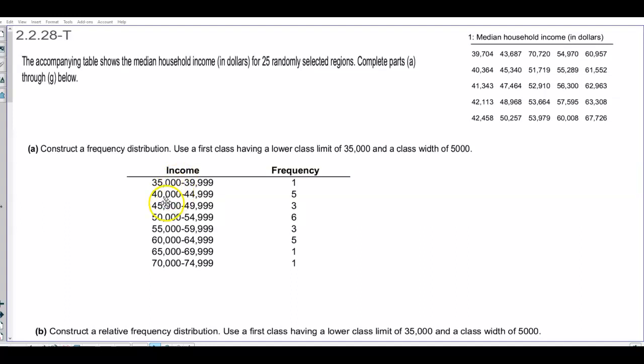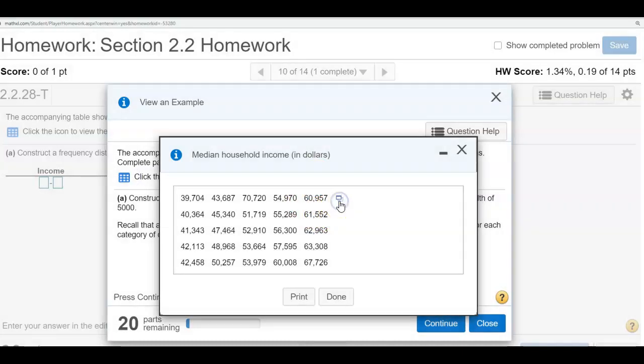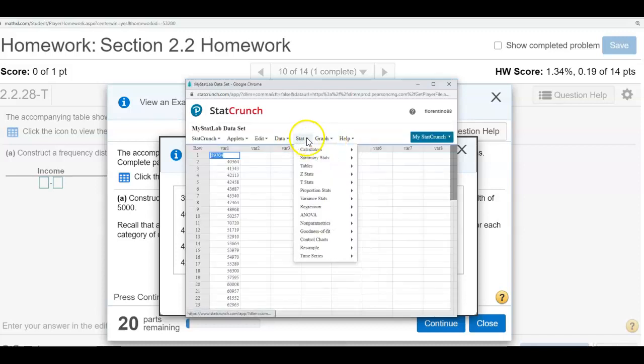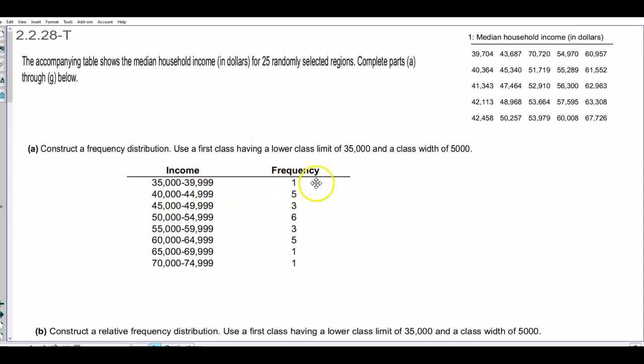Now, on StatCrunch, well, let me show you here. I'll pull up this data in there. Okay, so I'm going to open up the table in StatCrunch. In order for me to create a frequency distribution, I'd have to go to Stat, then Tables, and select Frequency. When I select the variable, that's great, but I don't have an option to put in a lower class limit and the width. That only works when you're doing the graphing part. So we're going to have to do this one by hand, in the sense of finding out what the frequency is.